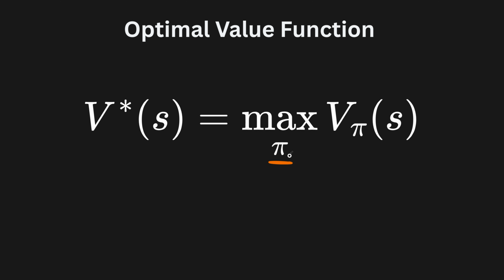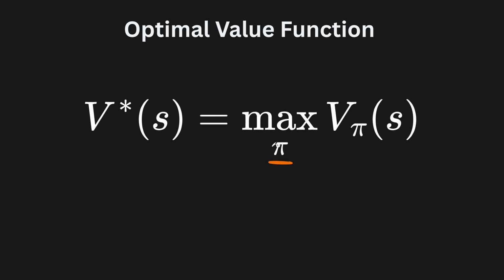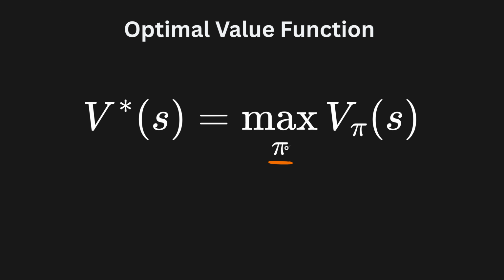So again, we're going to pick a policy and then solve the Bellman equation. And then pick another policy, solve the Bellman equation. Pick another policy, solve the Bellman equation. And then just repeat this through all of the possible policies. And once you have all the policies, then go ahead and pick the one that gave you the highest value function for all the different states. And so this is known as the optimal value function.